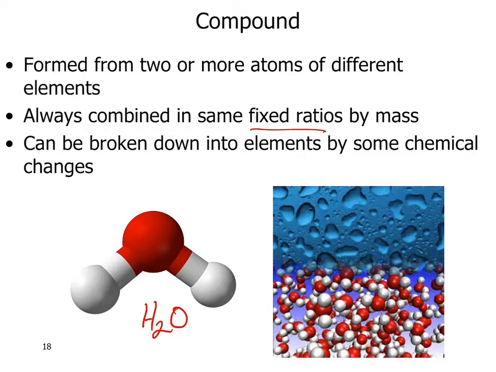Compounds can be broken down into elements by some chemical changes. For example, you could break water down. We actually looked at that in the last video. Through a chemical reaction, you can break water apart into hydrogen and oxygen. So it can be broken down into its elements. That's a broad scope of what a compound is.